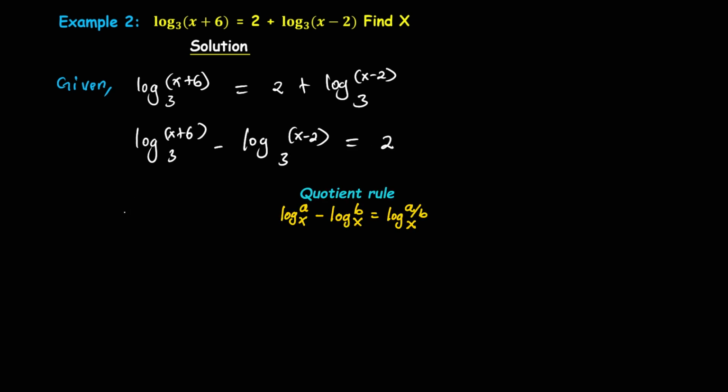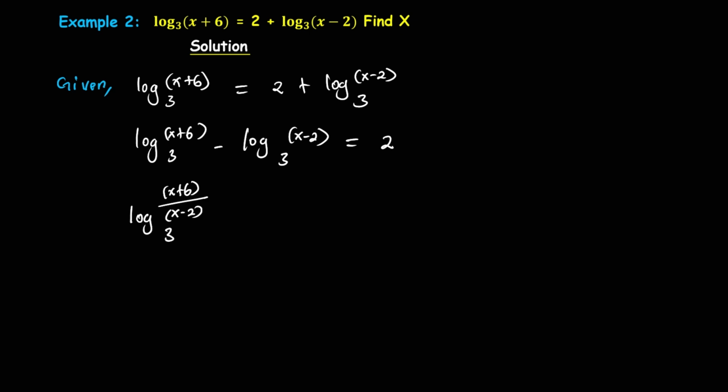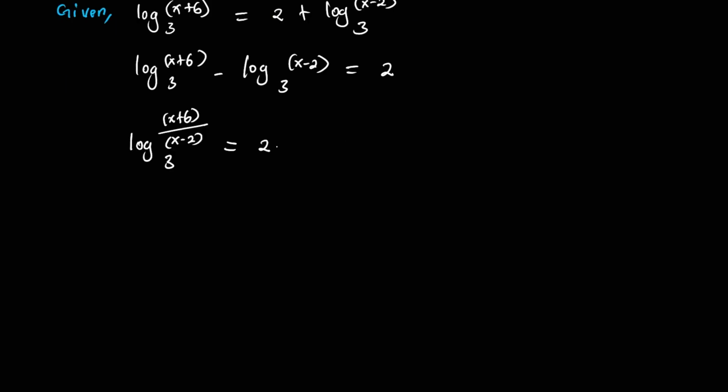And from the quotient rule, we will have log of x plus 6 divided by x minus 2, to base 3, equals 2. And from logarithm to index notation, we will have 3 raised to the power of 2 equals x plus 6 divided by x minus 2. But 3 squared is the same as 9. So we will have 9 equals x plus 6 divided by x minus 2.